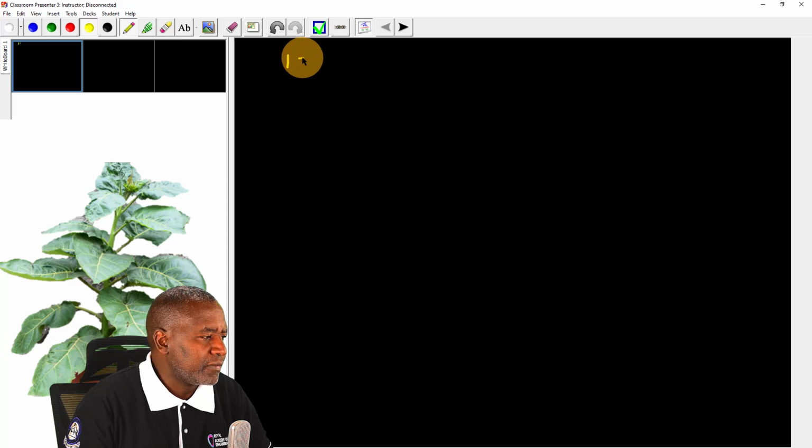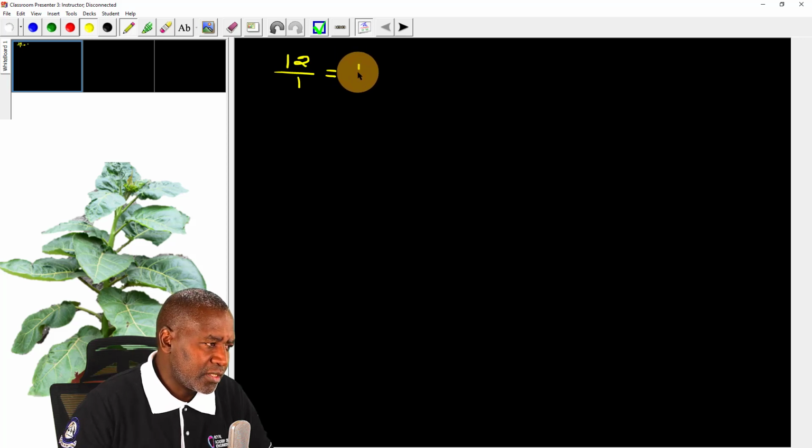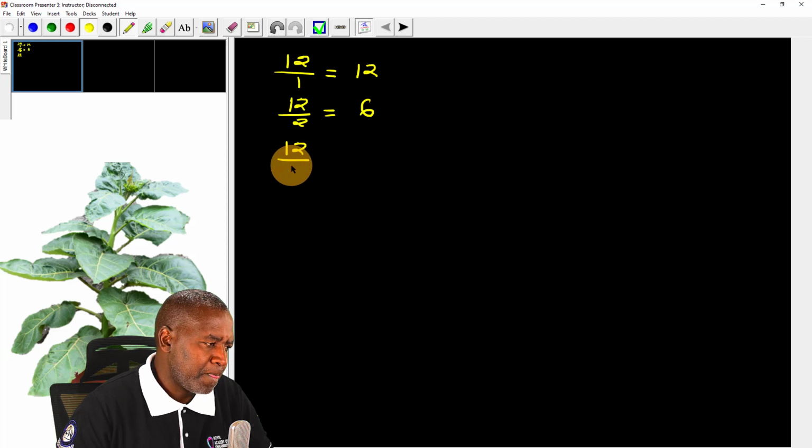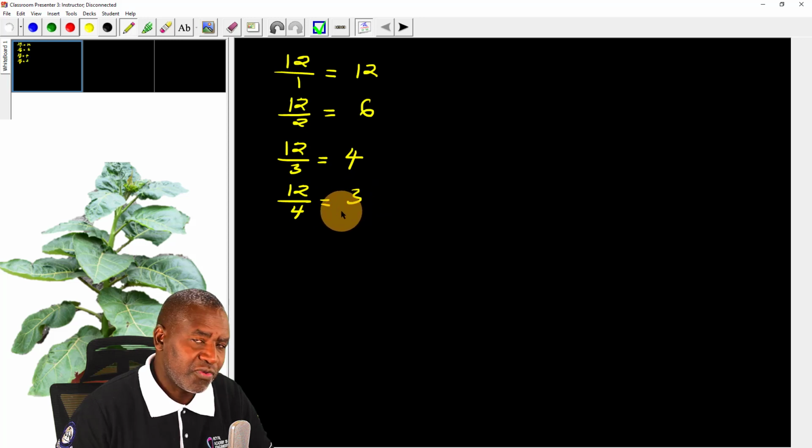If you get 12 and you divide it by 1, what do you get? You're going to get 12. If you divide 12 by 2, you will get 6. If you divide 12 by 3, you will get 4. If you divide 12 by 4, you get 3.